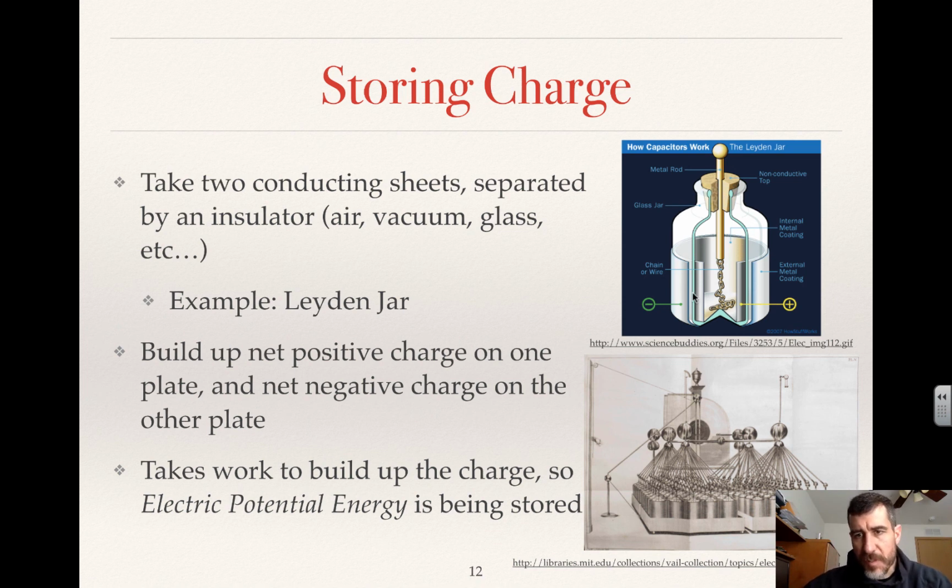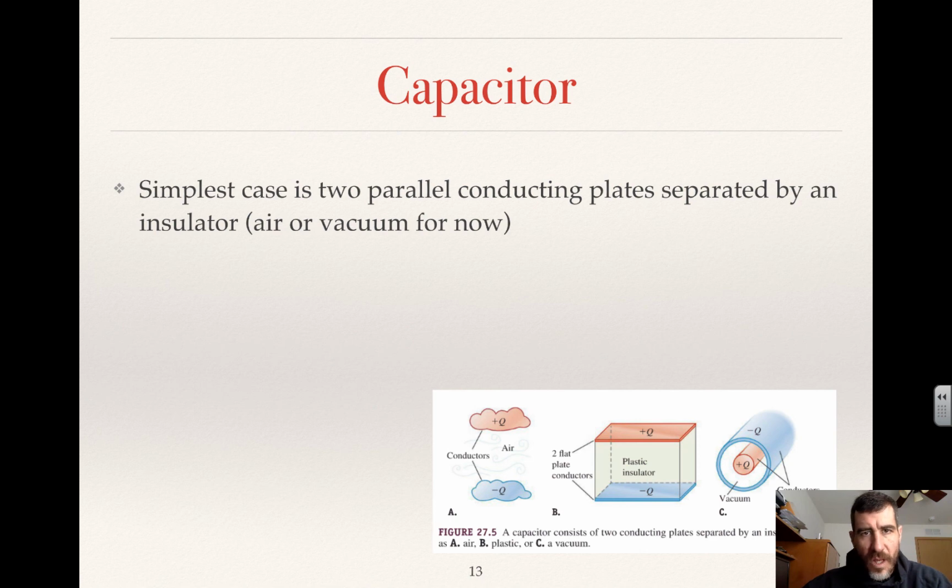So you can actually use this to build up different charges on each plate, and you can build up a potential difference. Another way to think of this is, it's going to take some energy to build up this charge. So you're storing electric potential energy in these Leyden jars. In the bottom right here, you can see back in the day, people actually used these things to store charge, and they made these gigantic arrays of Leyden jars, and you can build up quite large charges and quite large amounts of electric potential energy. Okay, so that's the basic idea of storing charge.